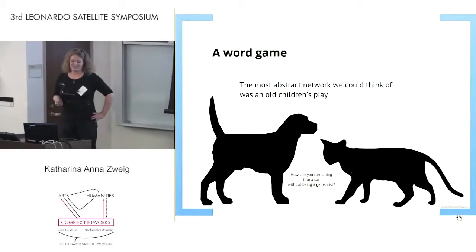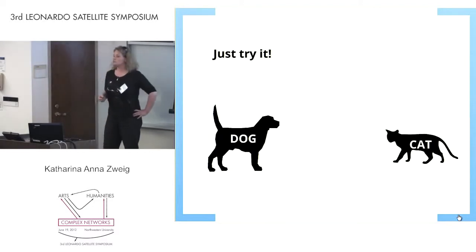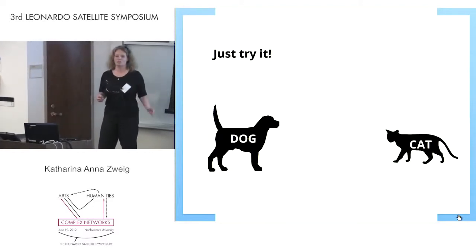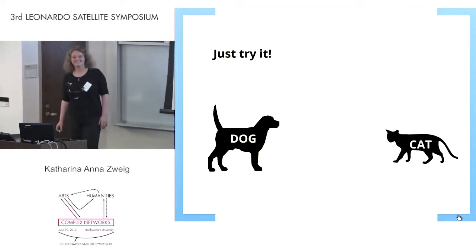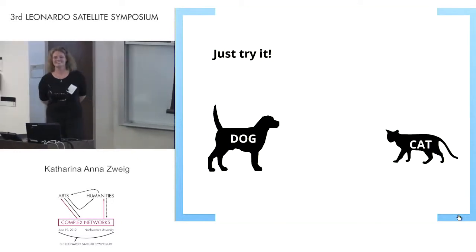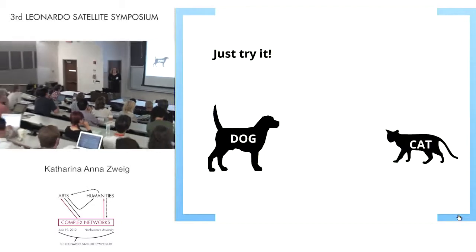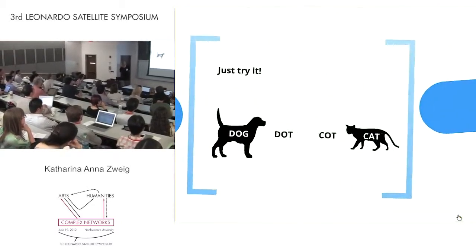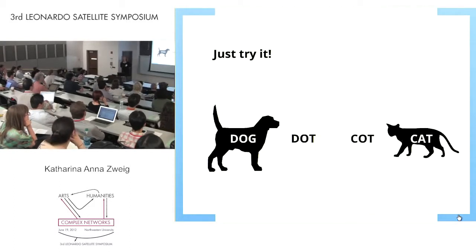Yeah, just try it. It's an old word game. You try to come from dog to cat by exchanging a letter at a time and only use correct English words. Does anyone have a solution? So I think I've heard this one. Dog, dot, cot, cat. Yeah, so this is one of the solutions.